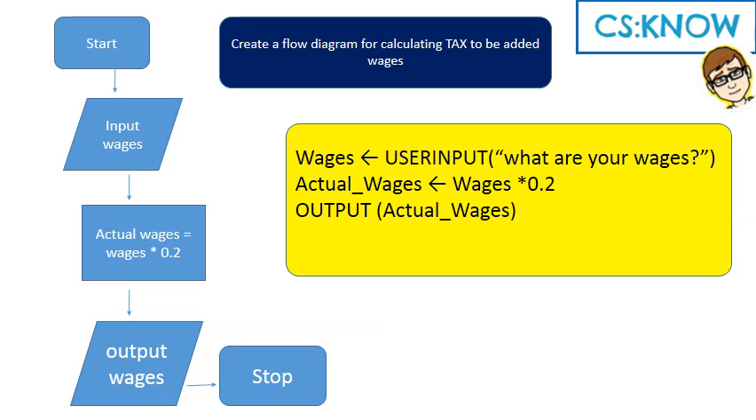So if we don't want to do a flowchart, we need to use pseudocode. So let's have a look. On our flowchart, we were taking the wages and then times it by 0.2 and then outputting the wages. So in pseudocode, wages is assigned user input, notice the capital letters, and you're asking what are your wages. Actual wages is a variable that is assigned the maths of wages times 0.2, and then we output actual wages. Now I know in Python we use print, but remember we need to use user inputs and outputs because this is meant to be language non-specific.